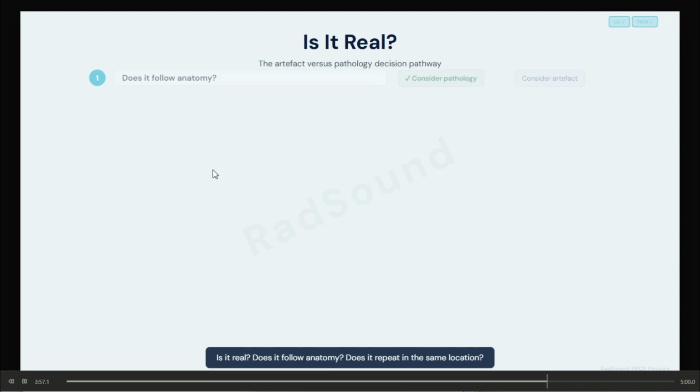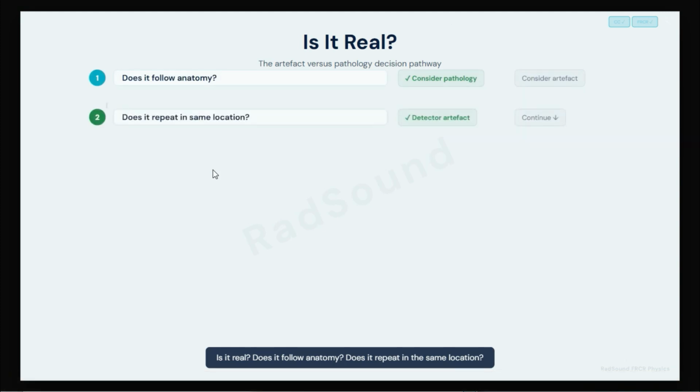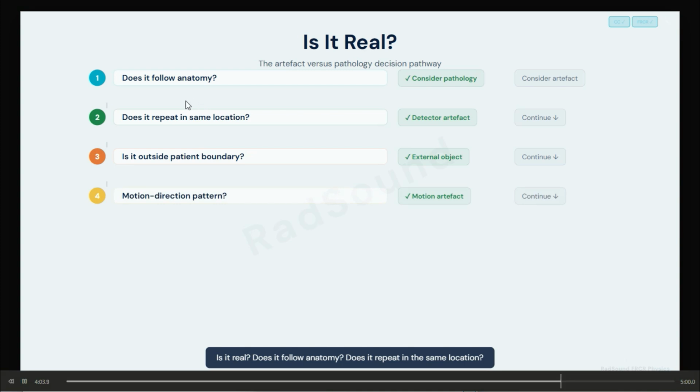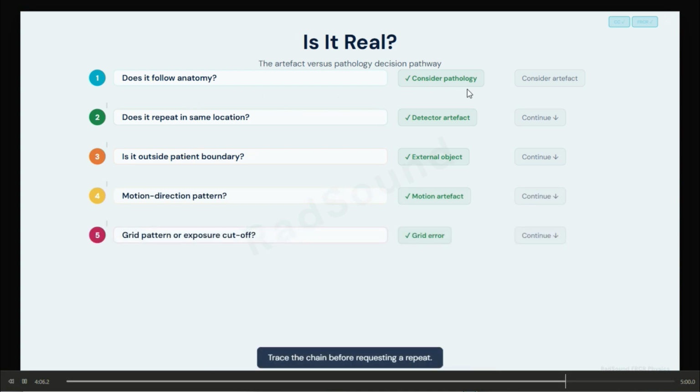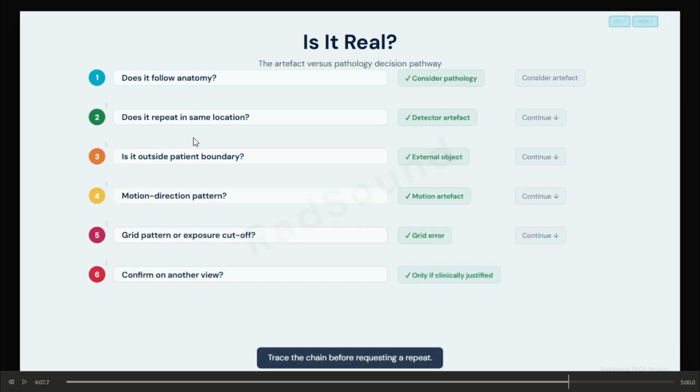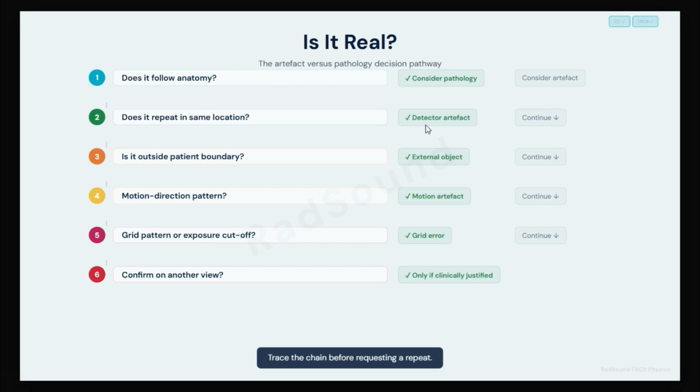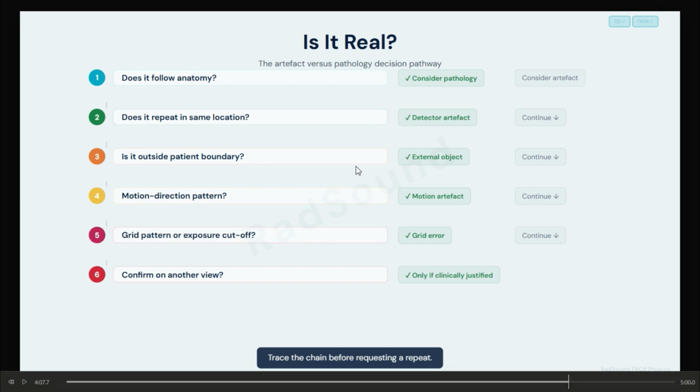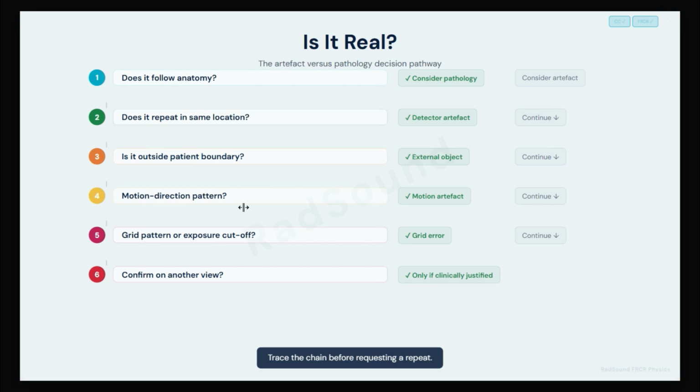Windowing sometimes also. So understand: is it real, an abnormality, pathology or artifact? Does it follow anatomy? Consider it pathology. Does it repeat in the same location? It must be a detector artifact, since it is the same place, same location. Is it outside the patient boundaries? Then maybe it is something external. Motion directions suggest motion artifact. Grid pattern, exposure, mostly confirm on another view.